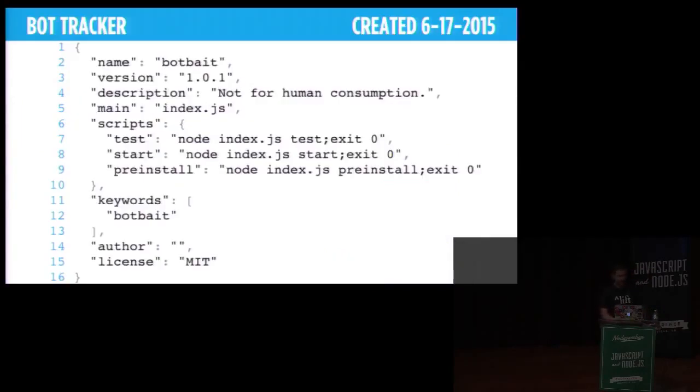I created a module called botbait, and it calls home. That's all it does. When you test, it calls home. When you start, it calls home. When you install it, it calls home. When you require index, it calls home. That's all it does. It sends your Node version to me.